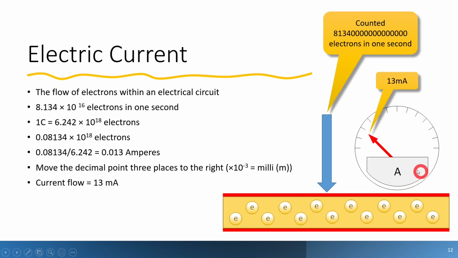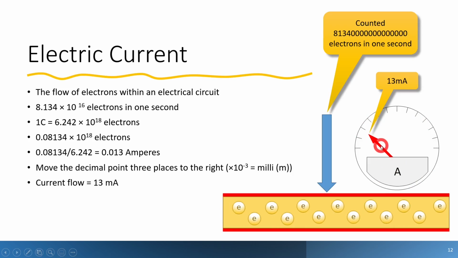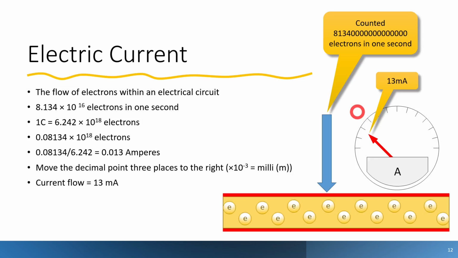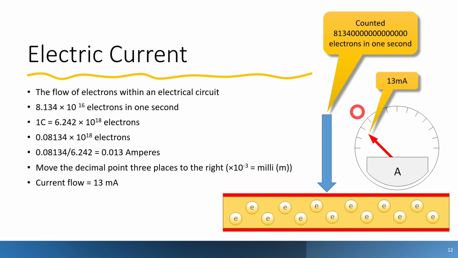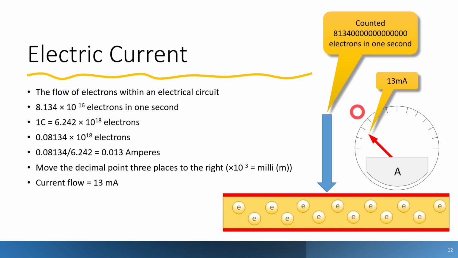And so here, this is an old school dial ammeter. Of course, we're going to be using digital ammeters in this course. But the current flow equals 13 milliamps, and the milli gives us a certain magnitude or how large or small that number is. And that's why we introduced engineering and scientific notation to you in an earlier lesson.